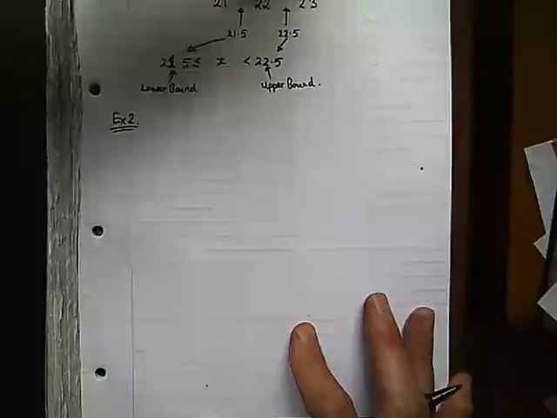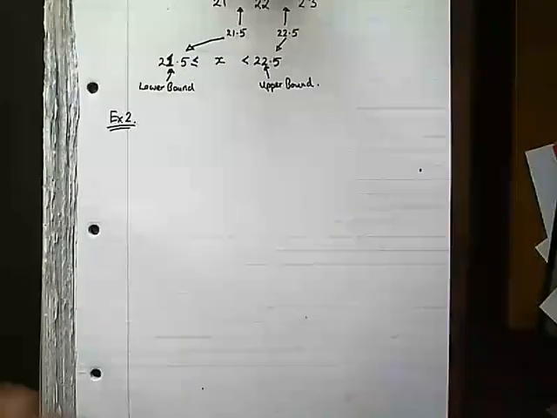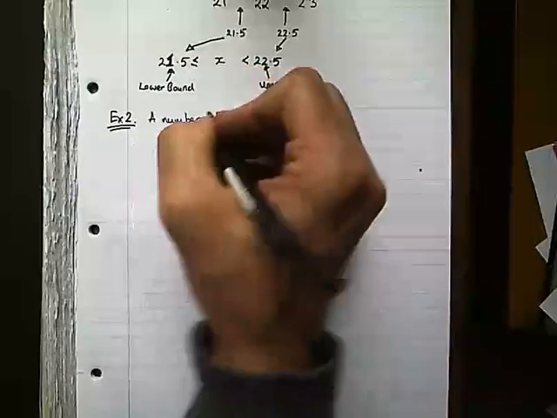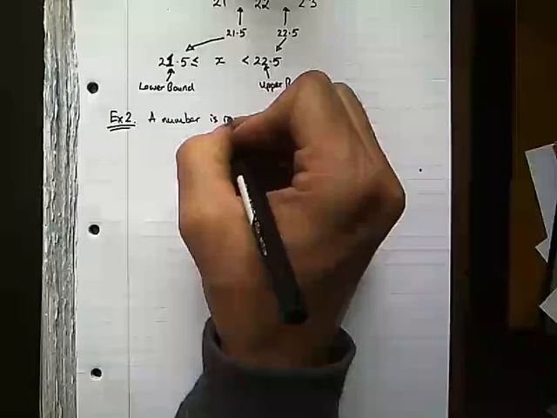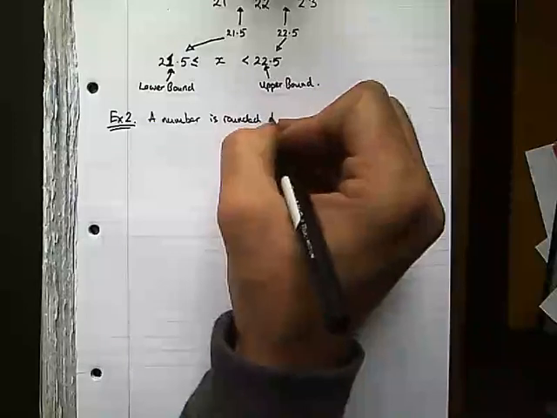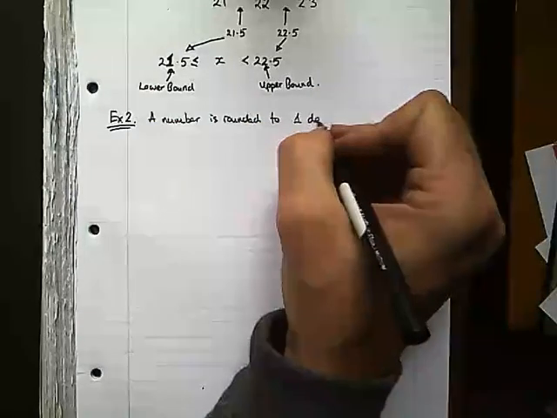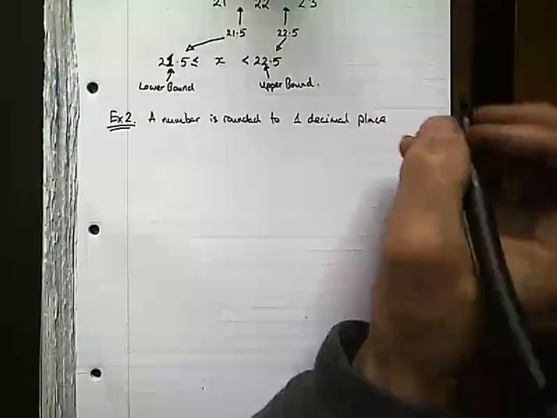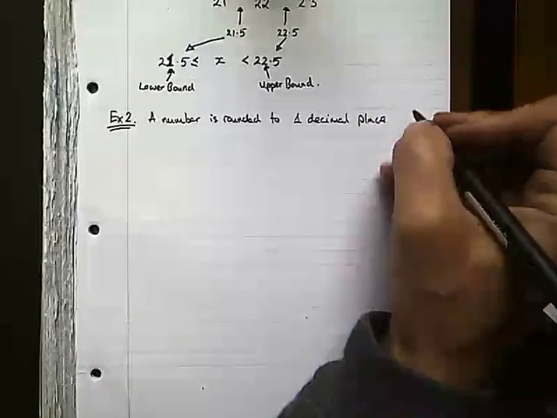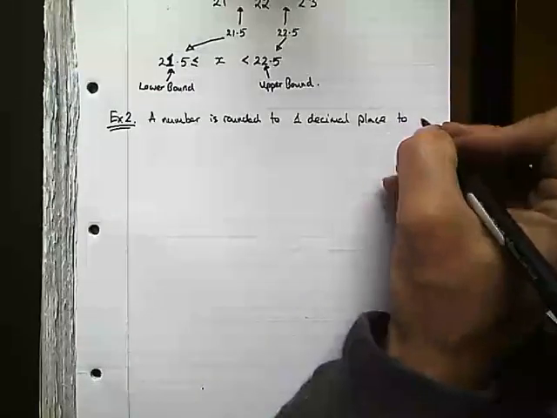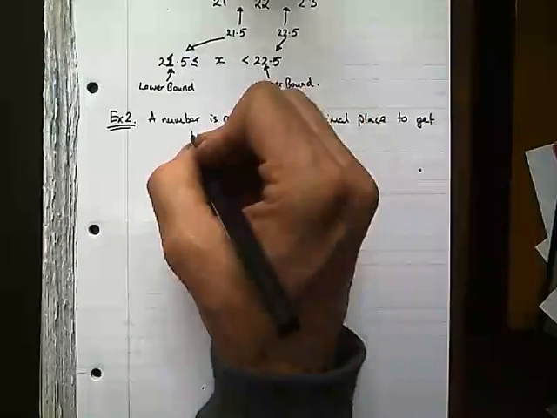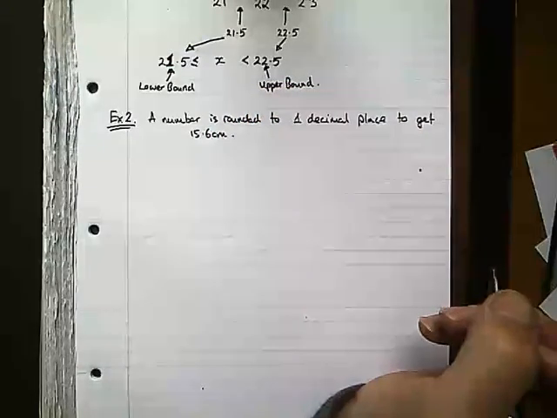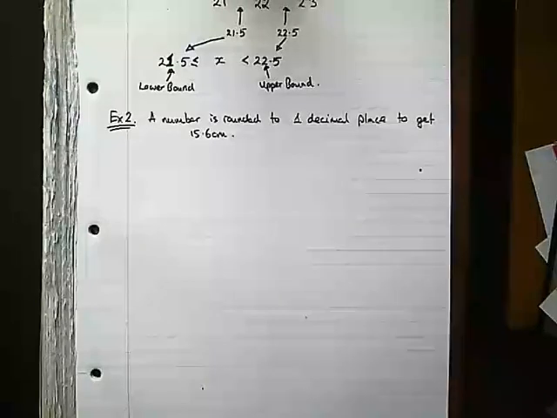Right, let's do a second example where it changes slightly, and hopefully you slowly get to see what's going on. Okay, so a number is rounded to 1 decimal place to get 15.6 centimeters. So I'm going to write down the error interval for this original number.